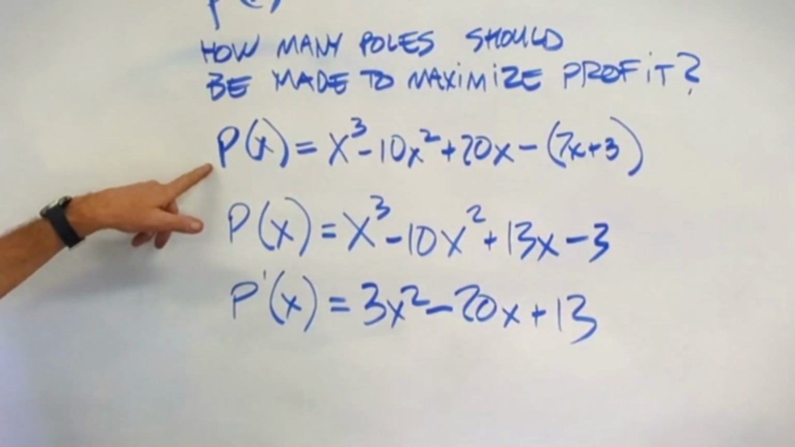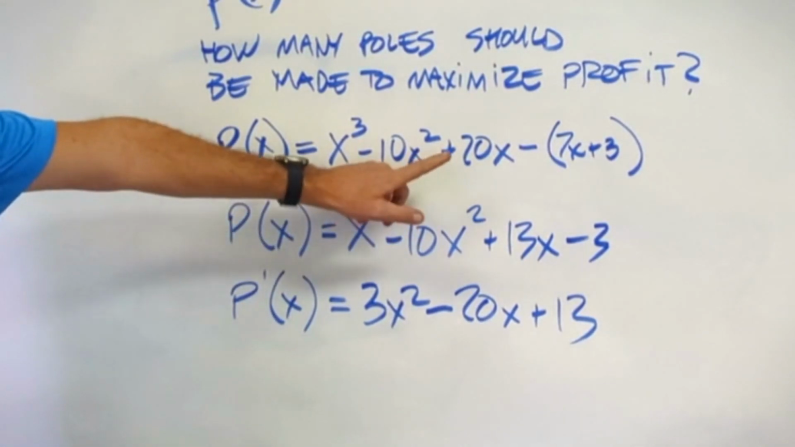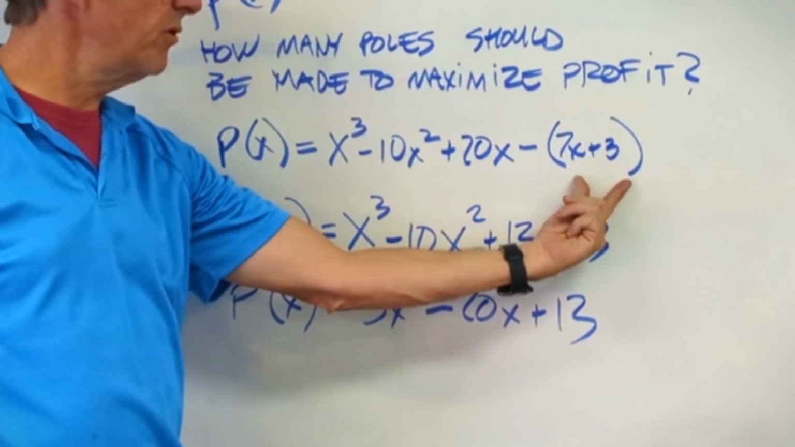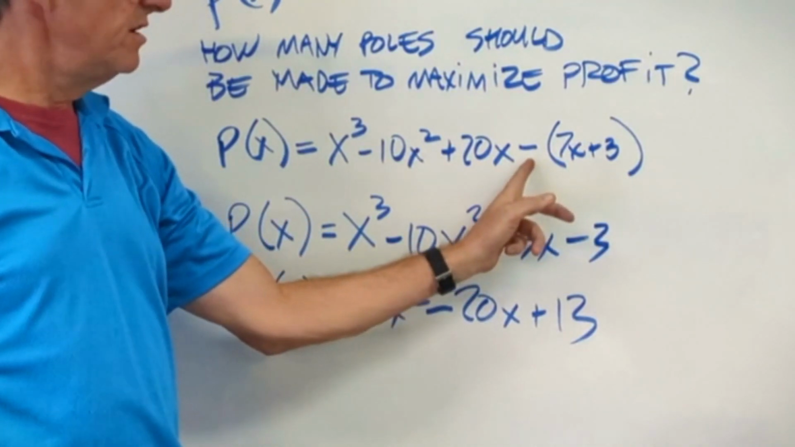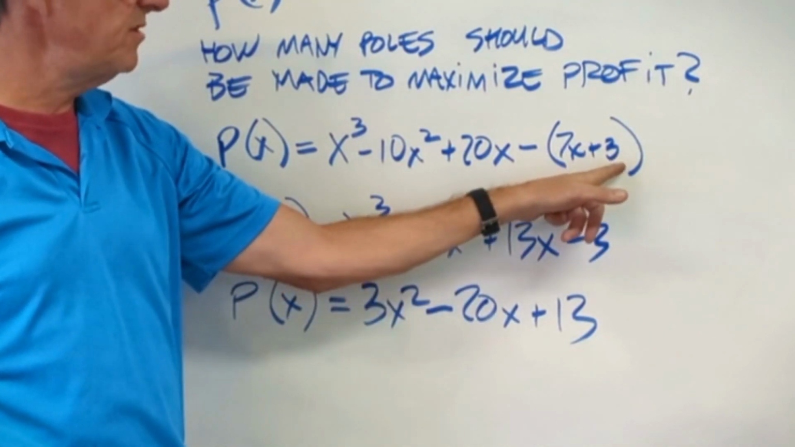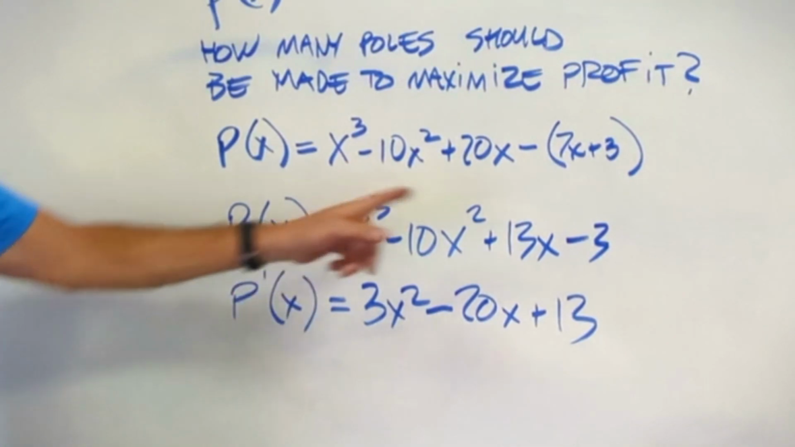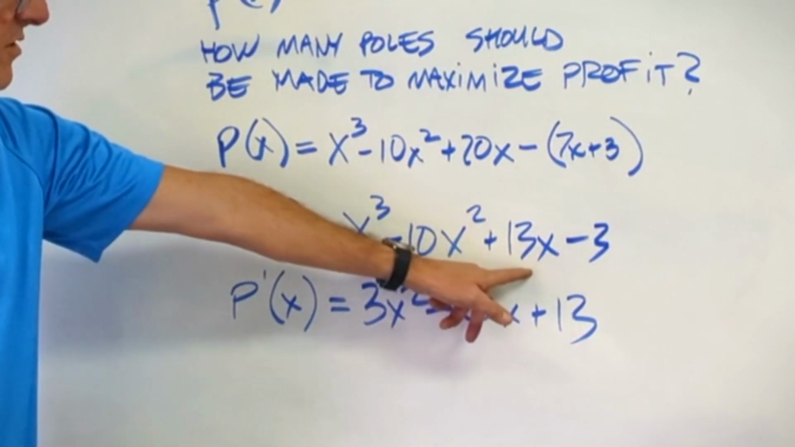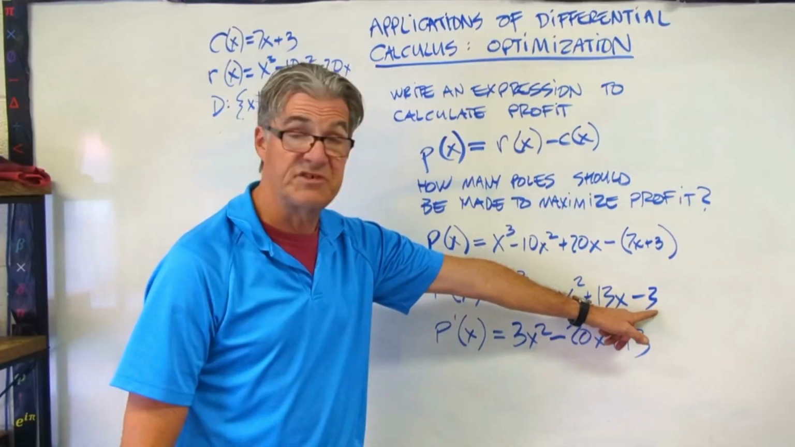I did my plug-in step here. I just put in my revenue function and subtracted my cost function there. Kept my parentheses around because this minus not only applies to this, but it also applies to the 3. So then I just combined my like terms. I subtracted my 7x from my 20x, gave me 13x, and then I brought down my minus 3.